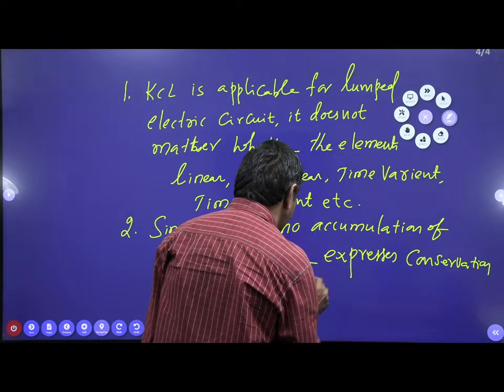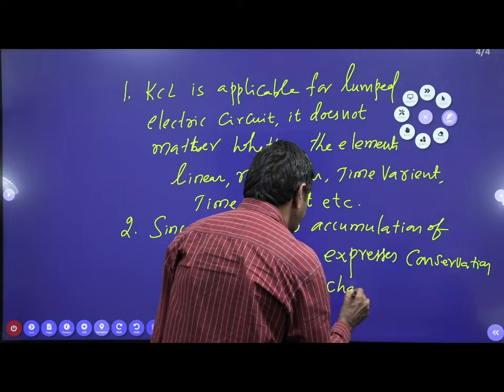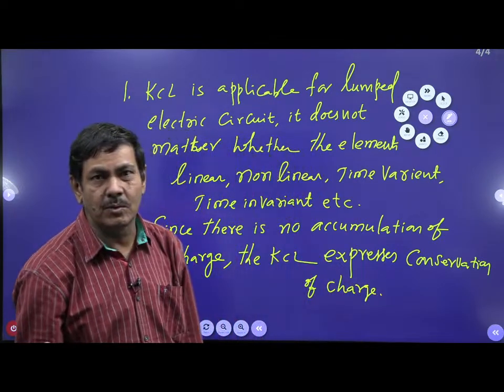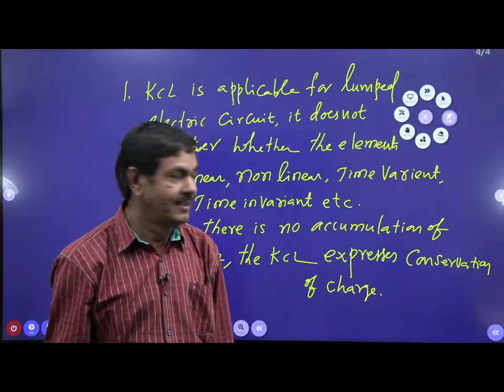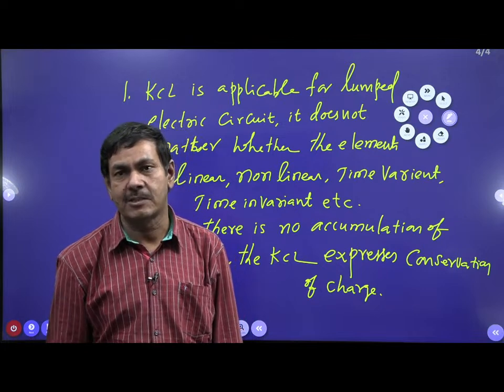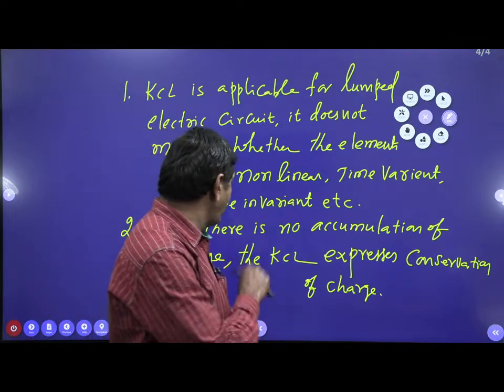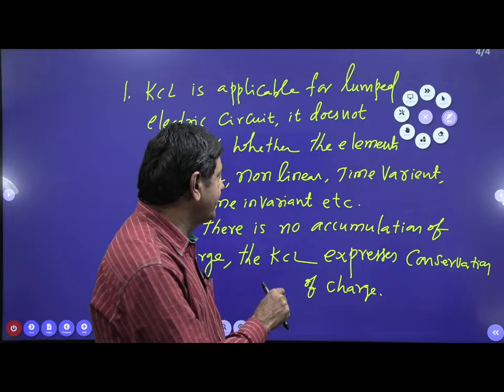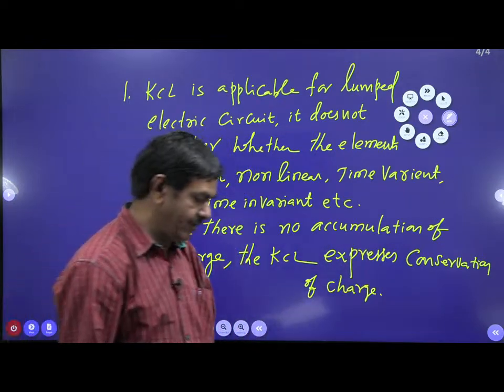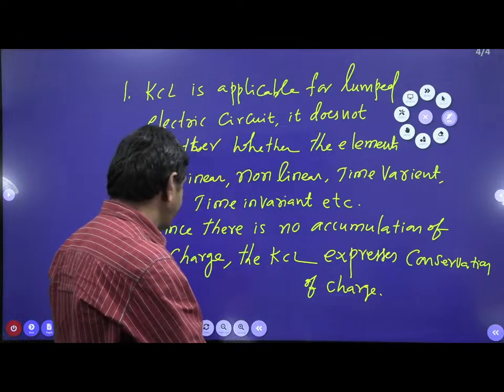Conservation of charge. Because in the network, if you select any node, you cannot find any accumulation or depletion of charge at that node. That is why this law, KCL, expresses the conservation of charge.